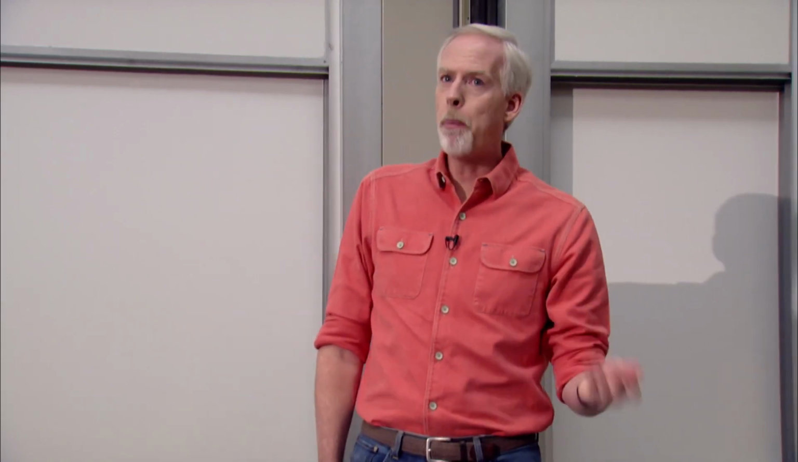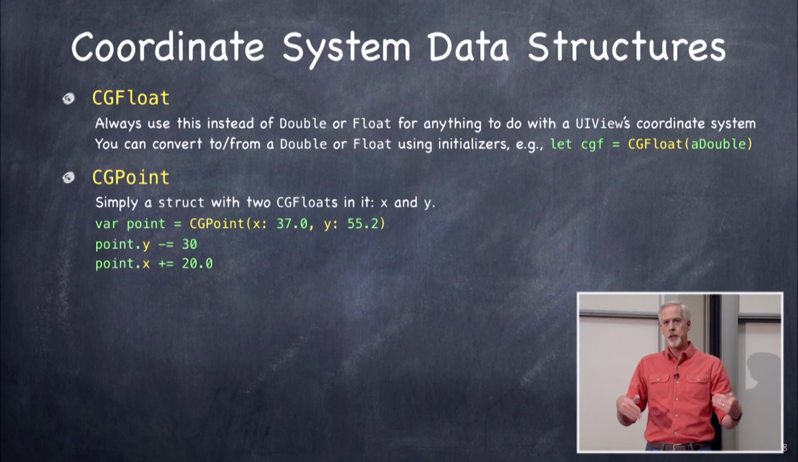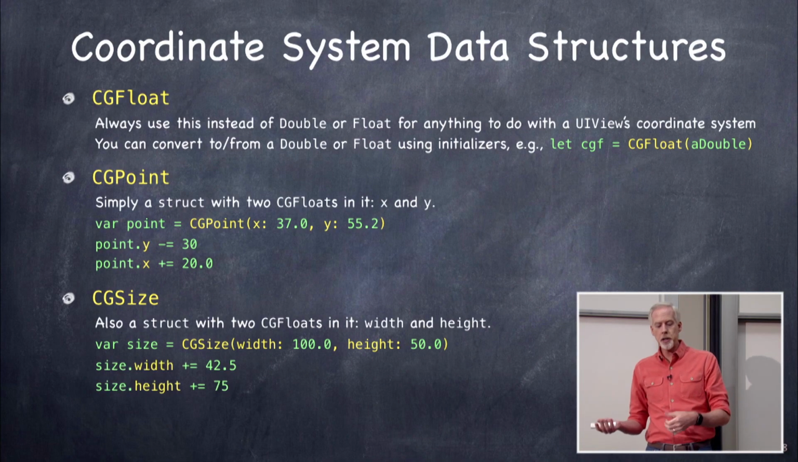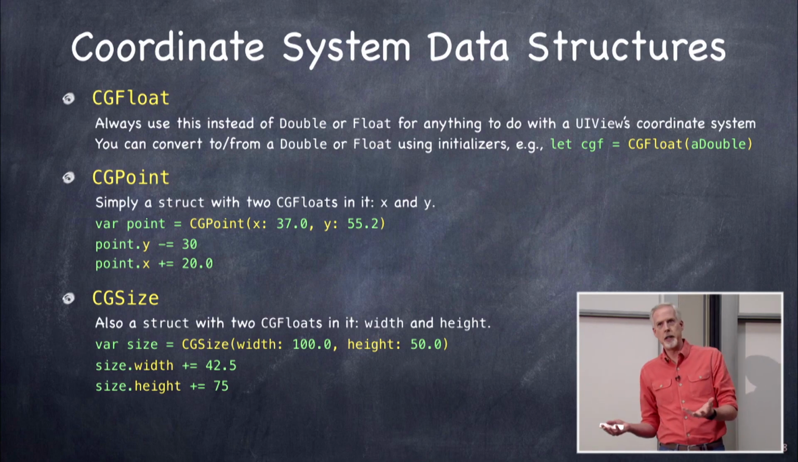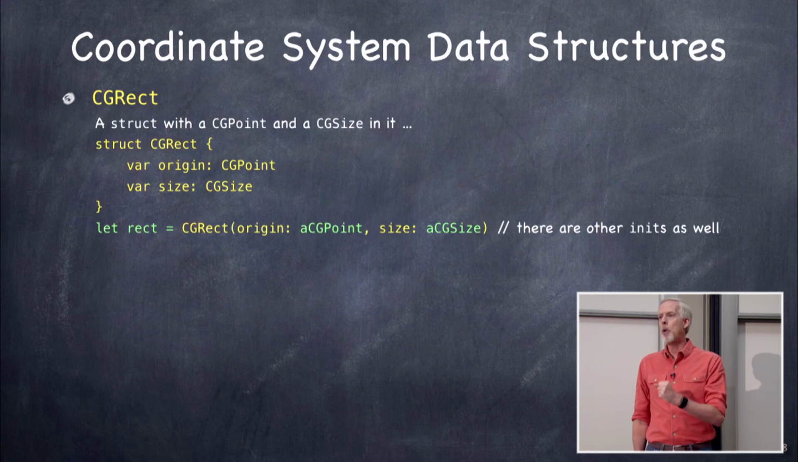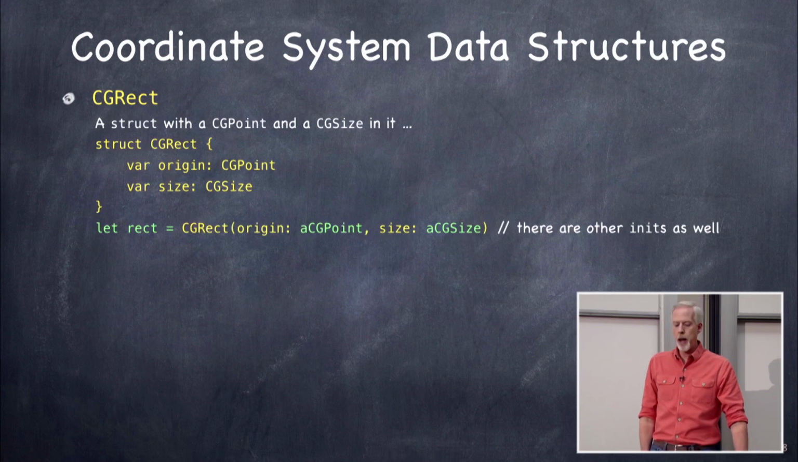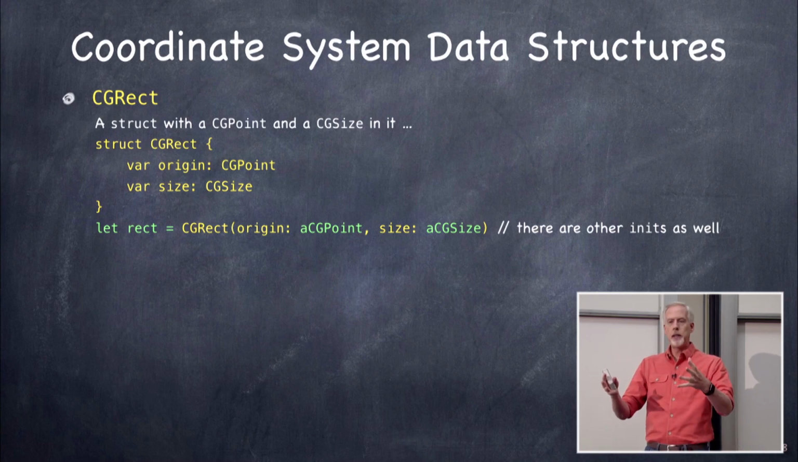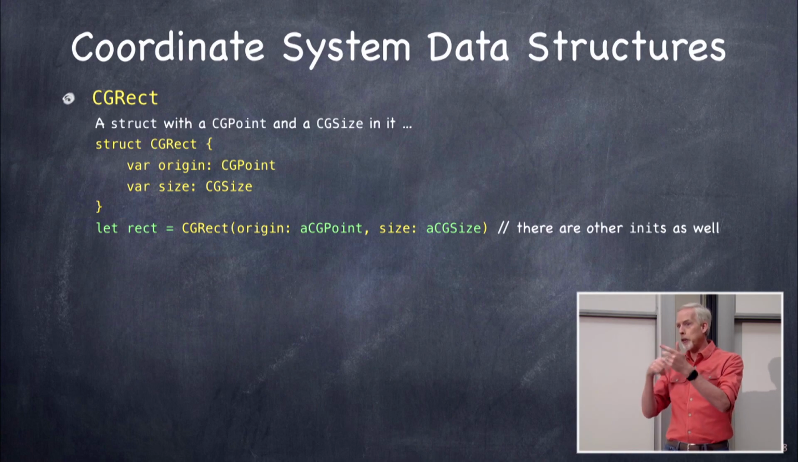Now, of course, there's CGPoint, which is just a struct with two things in it, x and y, which are both CGFloats. And there's CGSize, which is a struct that has two CGFloats, width and height. So you've got CGFloat, the base thing, then you've got point and size. And of course, you can combine point and size into the very important CGRect. Now, CGRect defines a rectangle, obviously, including your view's entire bounds. Any rectangle you want to draw inside your coordinate system, you're going to use this.